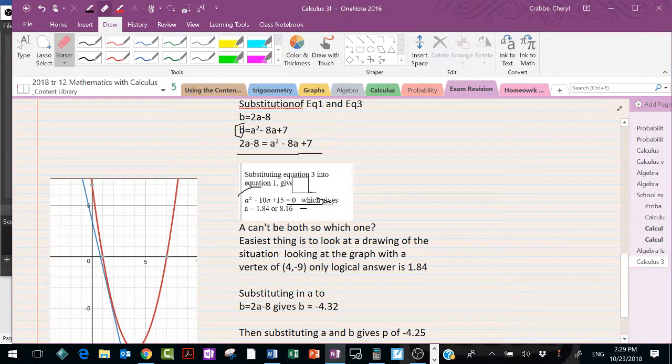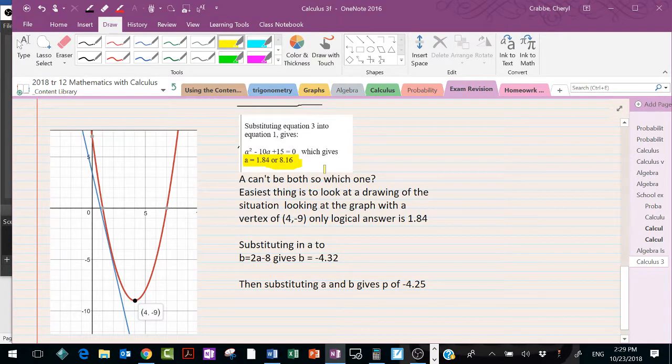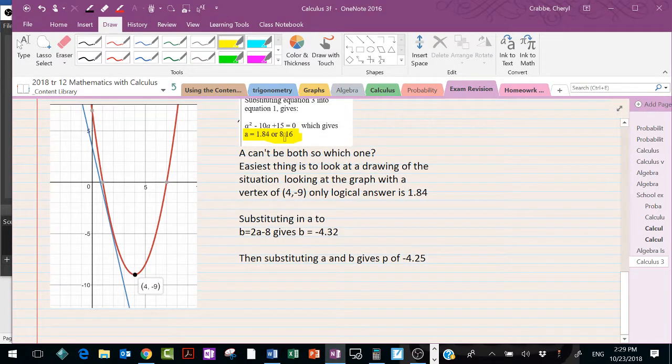We get 1.84 or 8.16. Now, both of these answers can't be right and can't be used. So although these simultaneous equations give us two answers, we've got to make a decision about which one of those makes the most sense. If we go back into our diagram with a line that has a y-intercept of 3.5 and the vertex is 4 and -9, then the only answer that makes sense here is the smaller number, the 1.84.